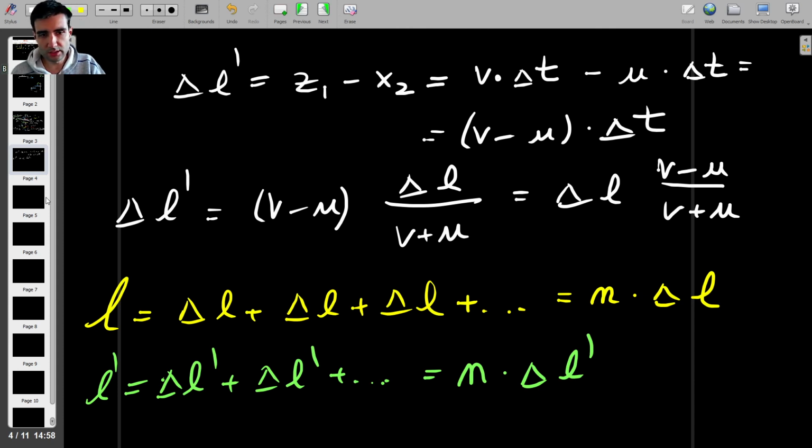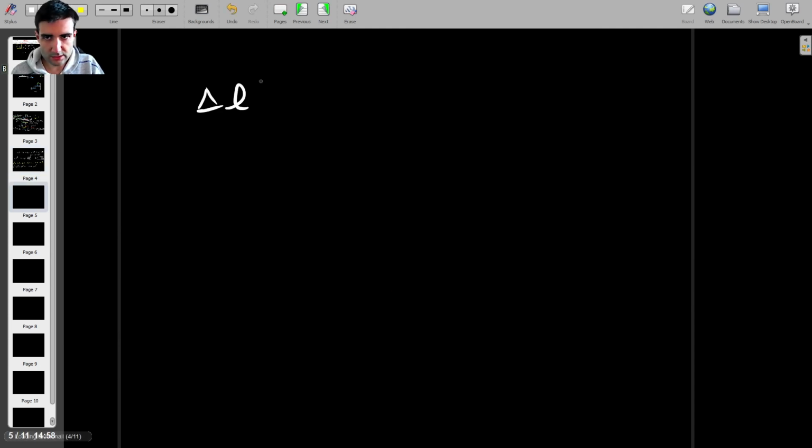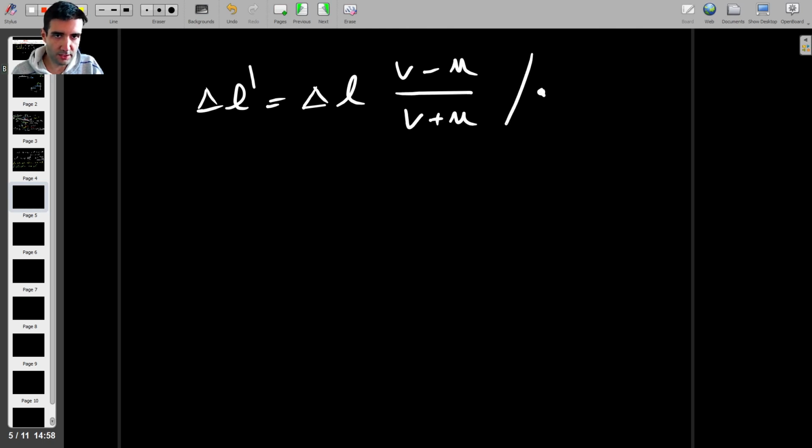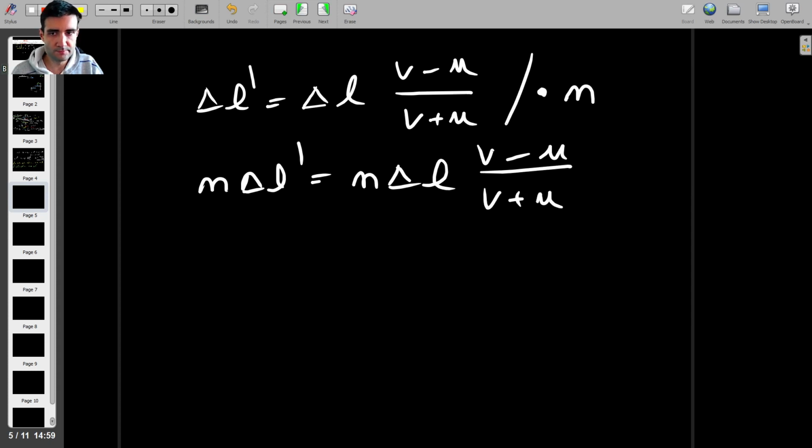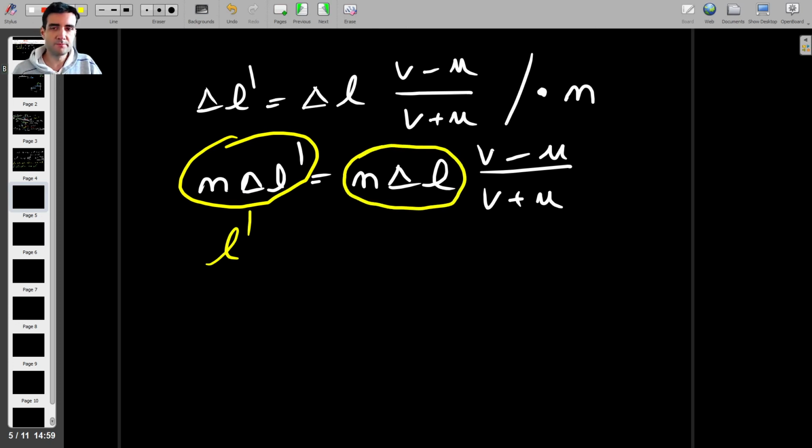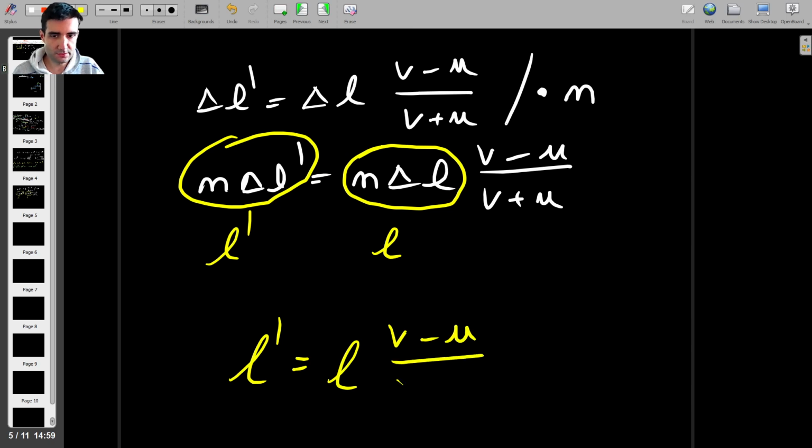So we can take the equation we just found: delta L prime is equal to delta L times (v minus u) over (v plus u). If we multiply everything by n, n delta L prime is equal to n delta L times (v minus u) over (v plus u). And of course, this is L prime, the length of the entire line of athletes after they ran away from the coach, and this is the original length L. So the final answer is that the final length is L times (v minus u) over (v plus u).